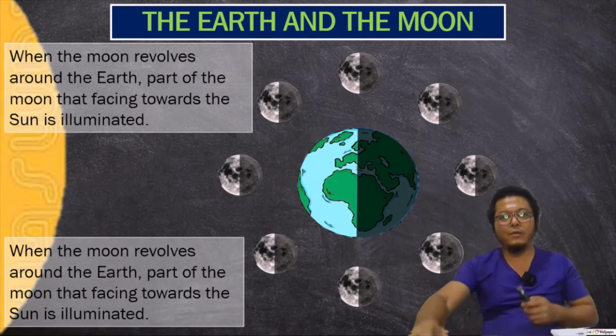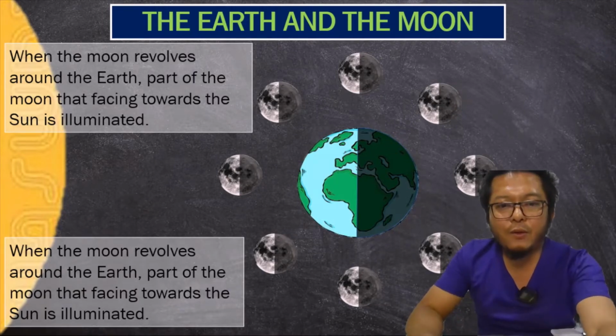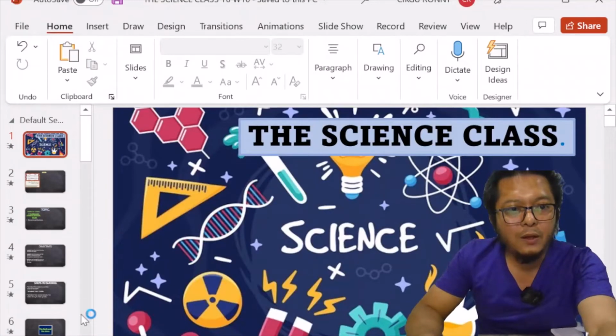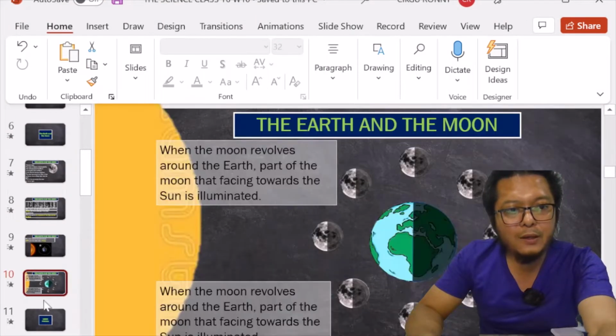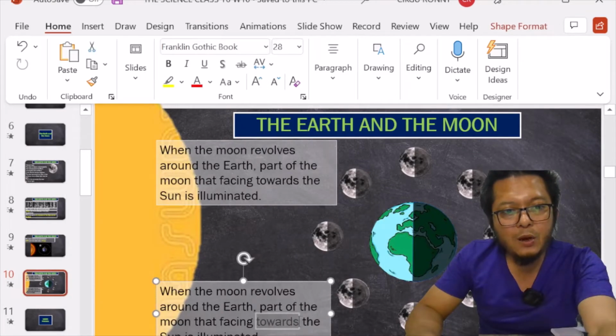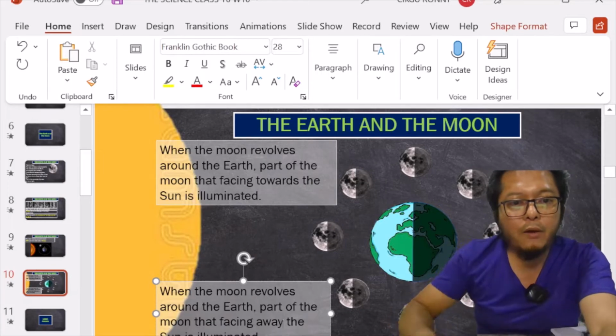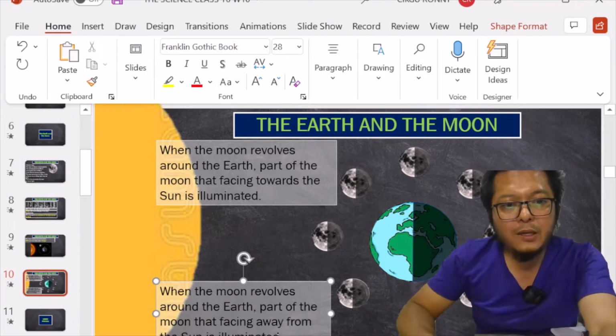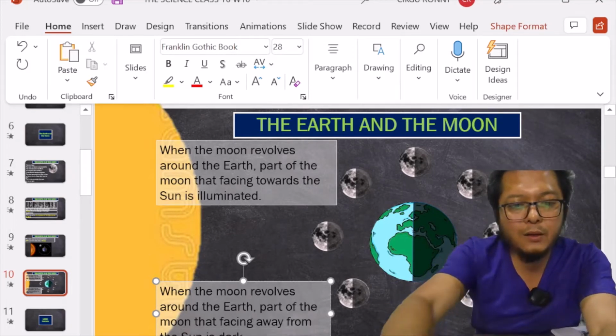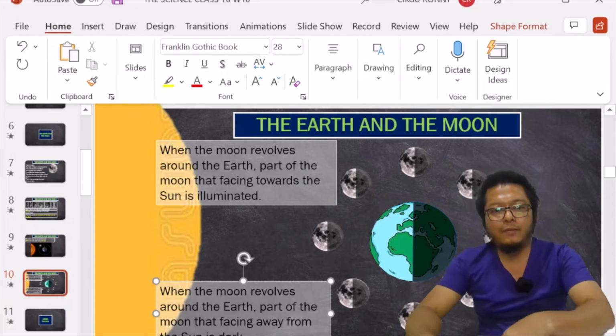Correction for this, let me correct this. The part of the moon that faces away from the sun is dark. Okay. Excellent.